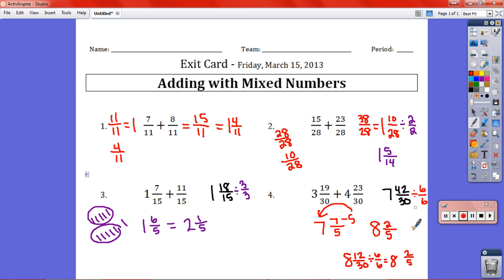So that's that exit card. If you need to retake that one, you can do some extra practice. Let me know when you're ready to retake it.